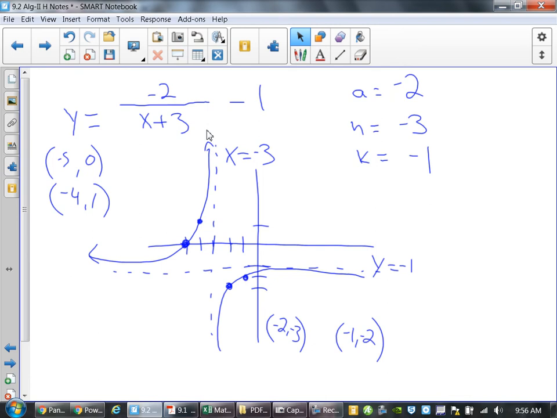Not too terrible. A, H, and K, just a matter of labeling out what you know. All right? And just walk through it slowly. Pick numbers that you can do in your head.